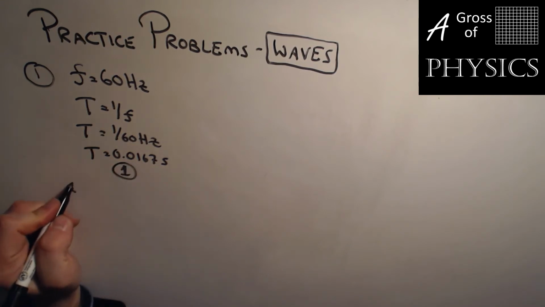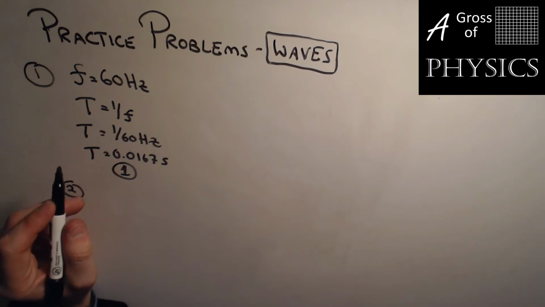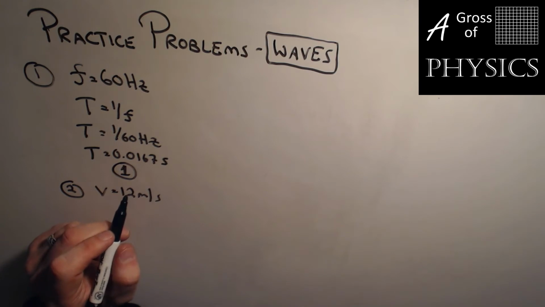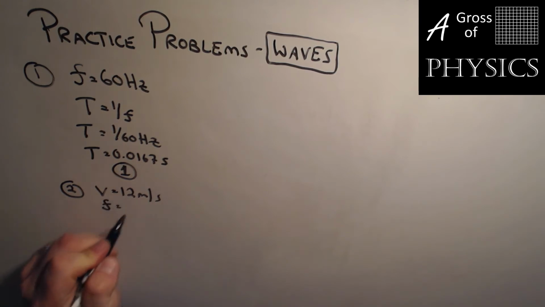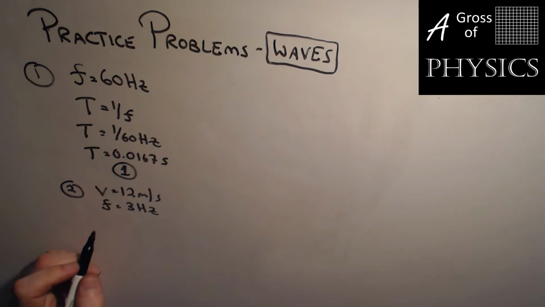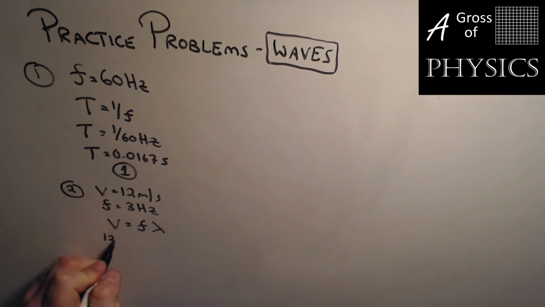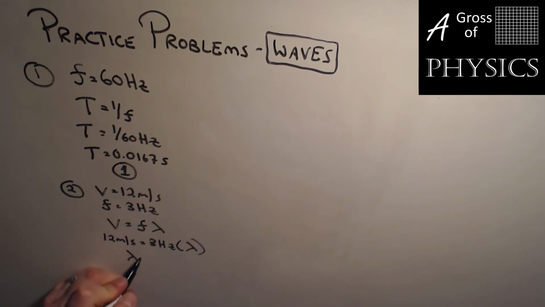For the second one, the speed of a transverse wave is 12 meters per second. If the frequency is 3 hertz, what is the wavelength? Well, we have to remember our equation for waves, which is v equals f lambda. 12 meters per second equals 3 hertz times wavelength. And wavelength, I don't even need a calculator for this, 12 over 3 is 4 meters. So that'll be choice 4.